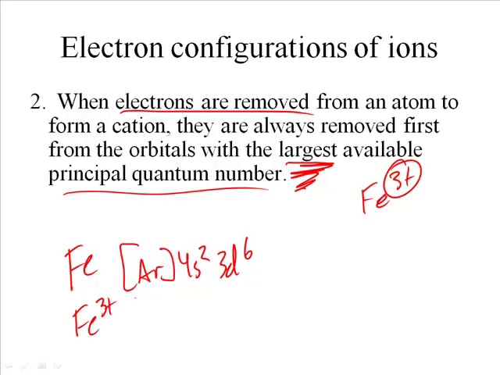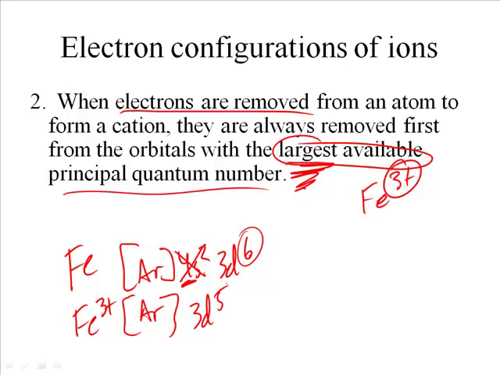So iron 3+, you don't just take 3 electrons away from here, because that is not the largest available principal quantum number. This one is. So it's still argon, but I have to take these 2 away and then take this one away. So it's just argon 3d5.